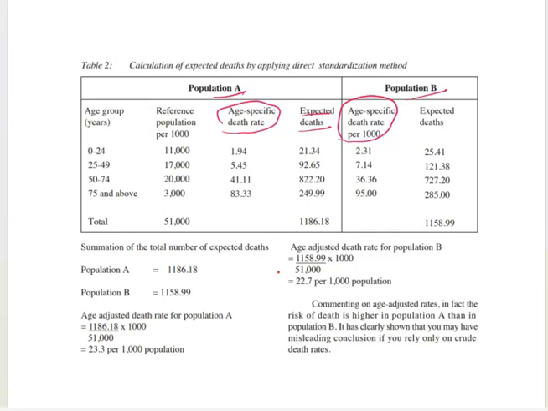To calculate the expected deaths, we have to use the age-specific death rate column, but we also want to use the standard population, population C, for each subgroup. The number of people per subgroup in population C is this number. So for 0 to 24 it is 11,000, and this population is common, which we are going to use for both population A and B to standardize.